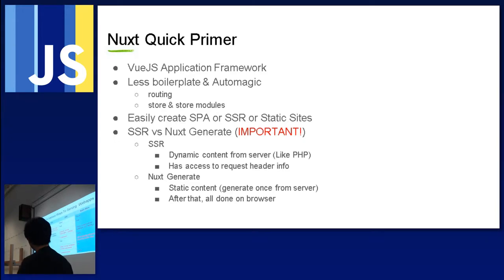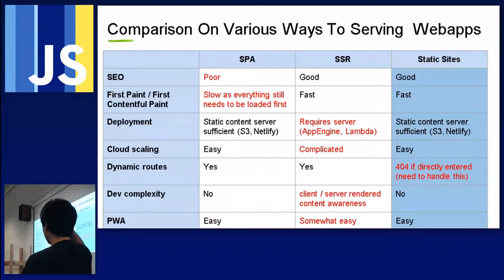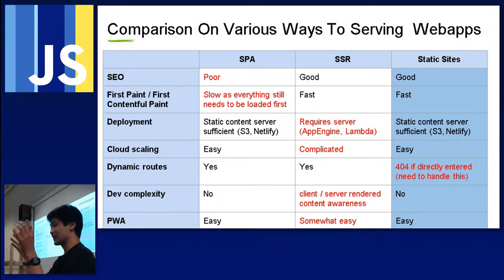Okay, so this is the comparison for all these three. For search engine optimization, SPA is poor because you see very little information on the page. It's all being rendered by the JavaScript. For server-side rendered, it is good because you render the information and then you push it out, and the search engine can pick up those things. Static website is exactly the same.